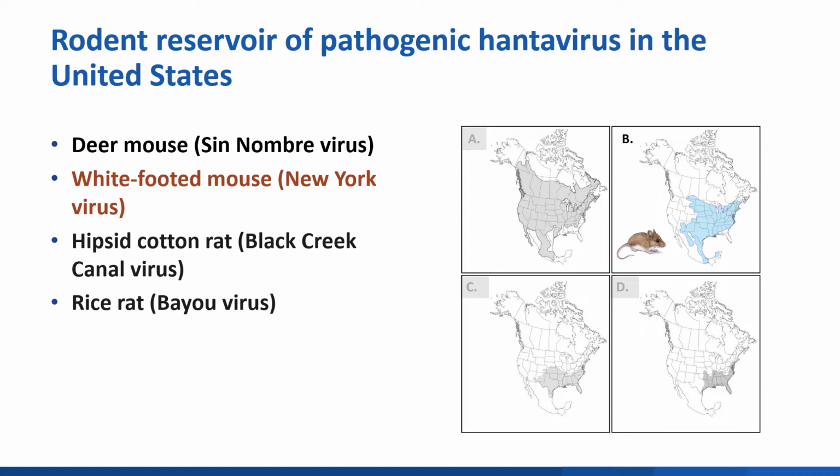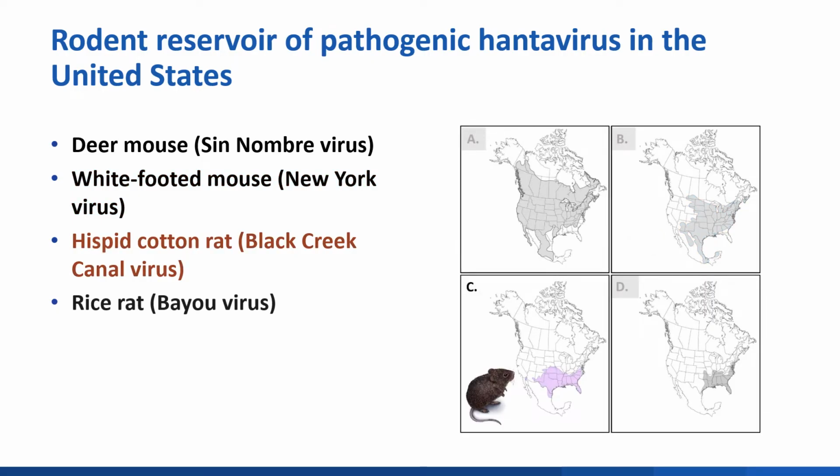The rodent reservoir for New York virus is the white-footed mouse. The geographic distribution of this rodent is shown in panel B and extends eastward from the Plains States and south into Mexico. The rodent reservoir for Black Creek Canal virus is the hispid cotton rat. The geographic distribution for this rodent is shown in panel C and covers the southeastern United States and Mexico. The rodent reservoir for Bayou virus is the rice rat. The geographic distribution for this rodent is shown in panel D and covers the southeastern United States from Texas to Florida and up the eastern coast of the United States as far as Virginia.